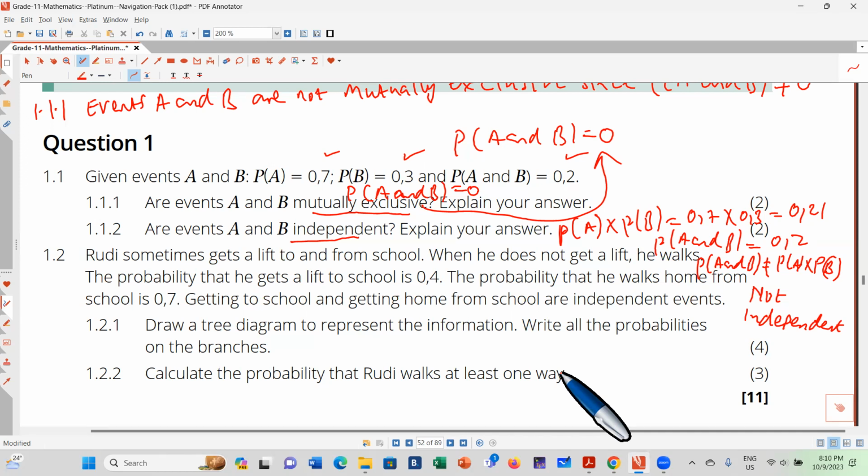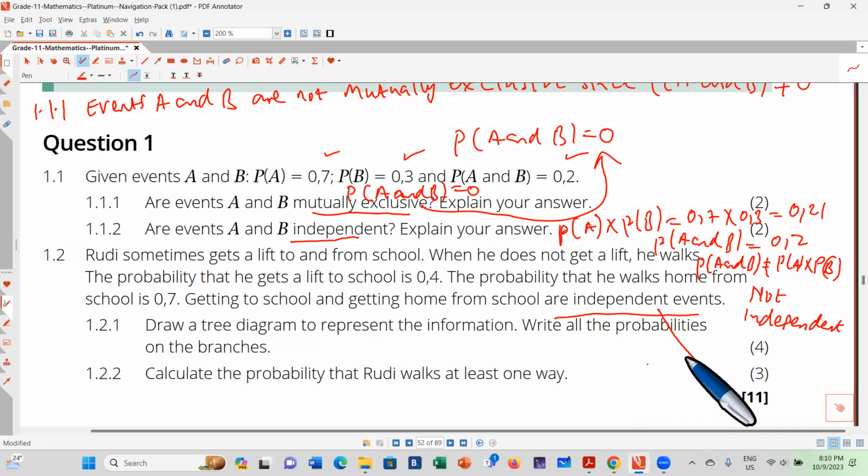We continue. Okay, right. So now the probability that he gets a lift to school is 0.4. And then the probability that he walks home from school is 0.7. Getting to school and getting home from school are independent events. So we have independent events. What does it mean to say the events are independent?